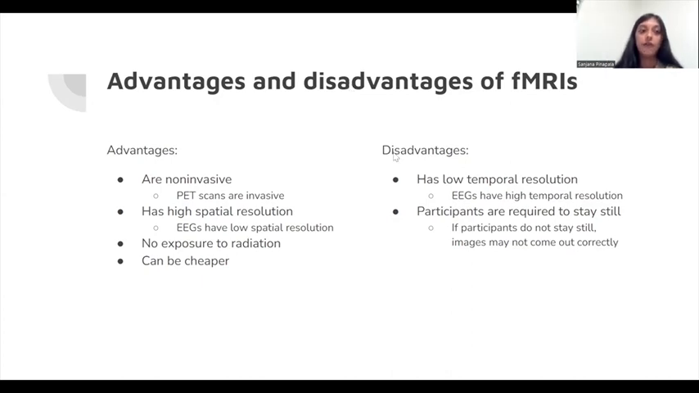One disadvantage to fMRIs is that they have low temporal resolution, especially compared to EEG, which has high temporal resolution. Another disadvantage is that participants must lie in the machine completely still, or else the images will not turn out correctly, thus affecting the results of the fMRI scan.